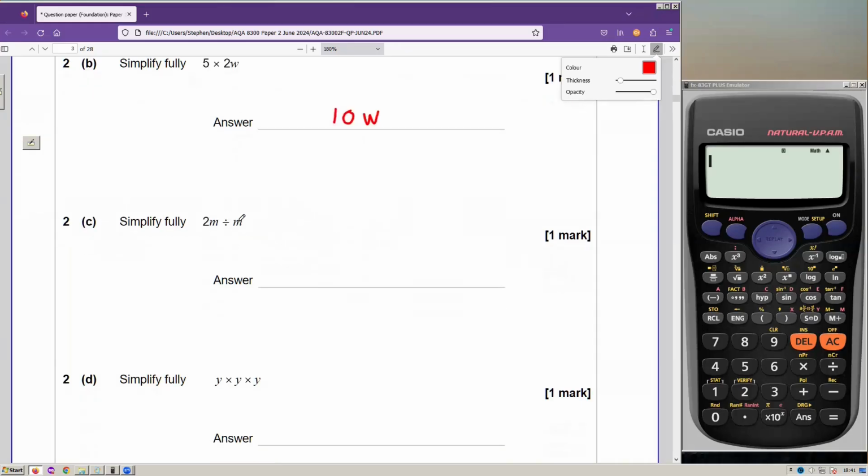Simplify fully, 2m divided by m. Well, I'm going to write that as 2m over m, which is what divide is. And we can just cancel them like that. So our answer is 2.